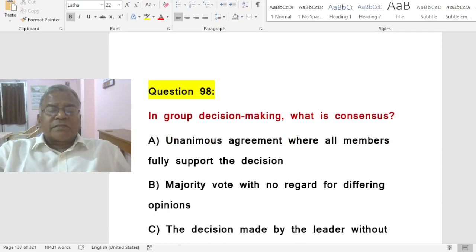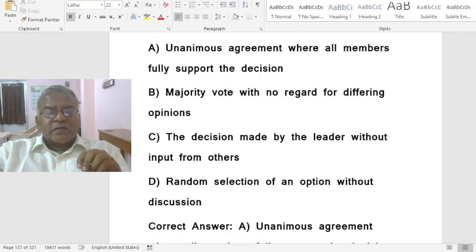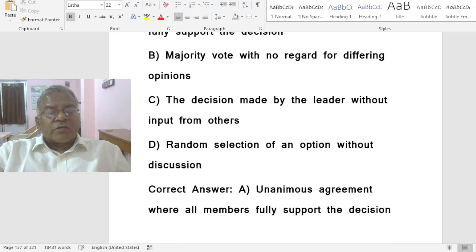In group decision making, what is consensus? A. Unanimous agreement where all members fully support the decision. B. Majority vote with no regard for differing opinions. C. The decision made by the leader without input from others. D. Random selection of an option without discussion.